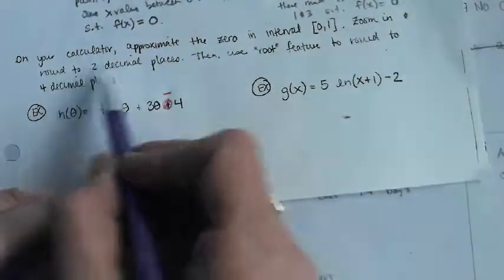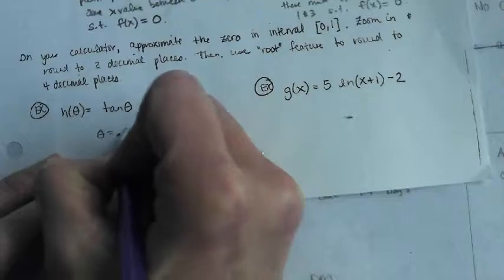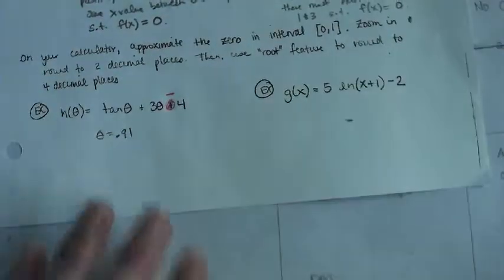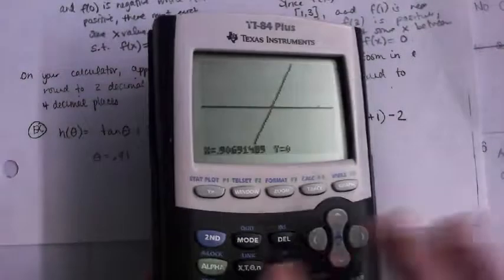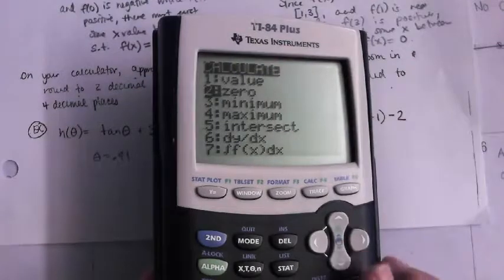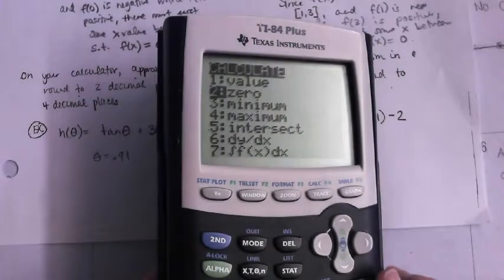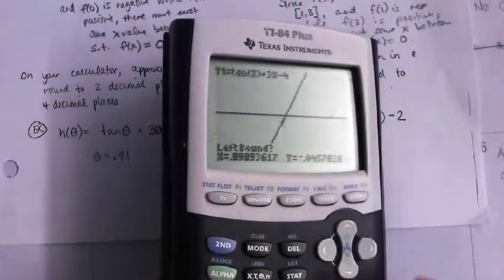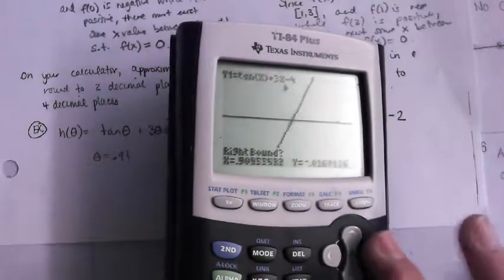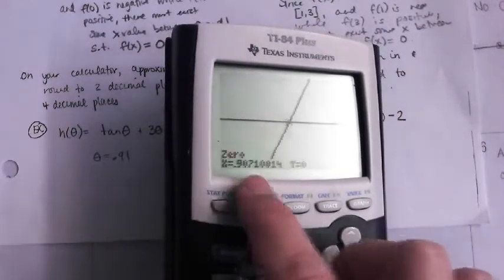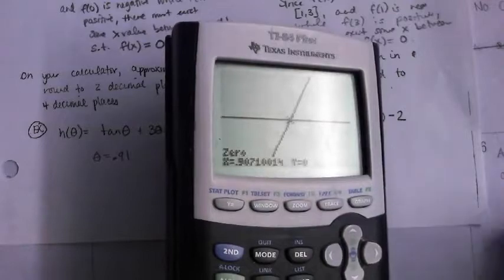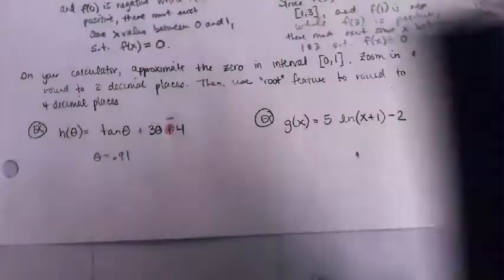Well, then so following zoom in and round to 2 decimal places, theta equals 0.91. Then they do want you to use the root feature and do it more to the nearest fourth. So 2nd trace, option 2, which is zero, left bound, enter, right bound, enter, and to 4 decimal places, so 0.9071.